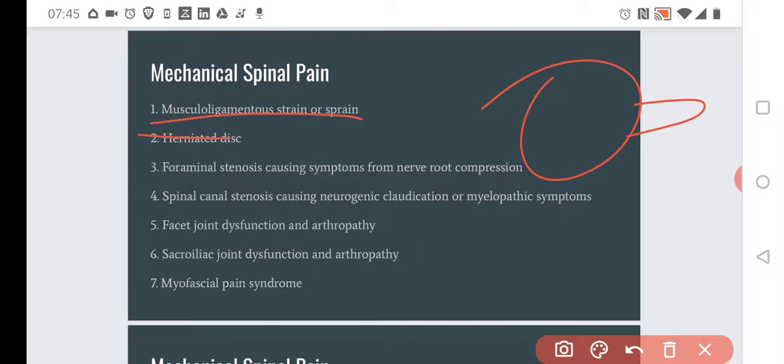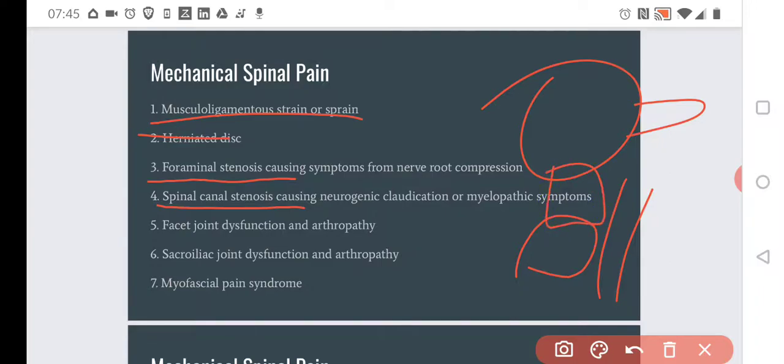We may have foraminal stenosis, so the stenosis of the foramina through which nerves are getting out, and of course when the nerves are pressed they may be very painful. We can have spinal canal stenosis, so the stenosis of the place where we have the spinal cord. When it is pressed, you would have pain, or we could have a lot of problems, including pain.